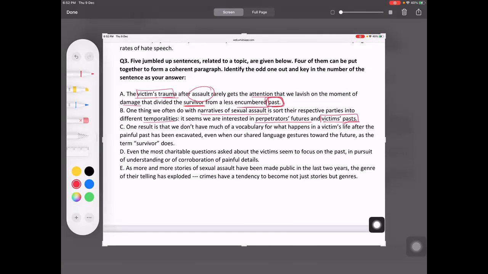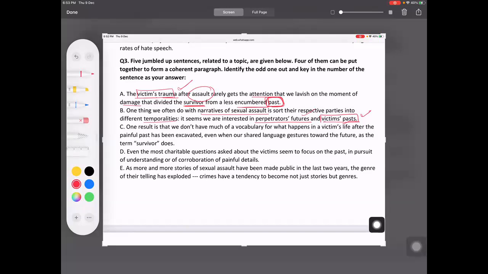Can you connect this? Because they were also talking about whatever stories we learn about sexual assault, they're talking about two things. The first thing is the perpetrator's future, what will happen to the criminal, and the second thing is the victim's past, what happened to the victim, right? And they're also talking on the same page that the victim's trauma after assault rarely gets attention. They don't focus on this part. They just focus on the survivor's encumbered past.